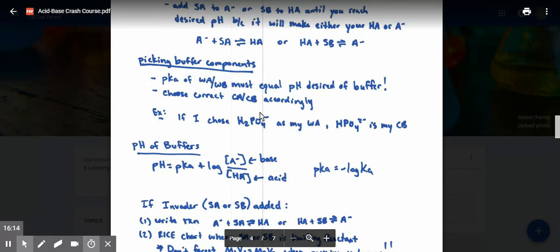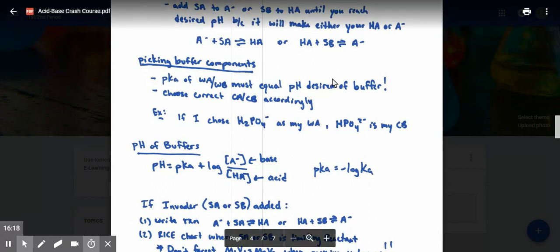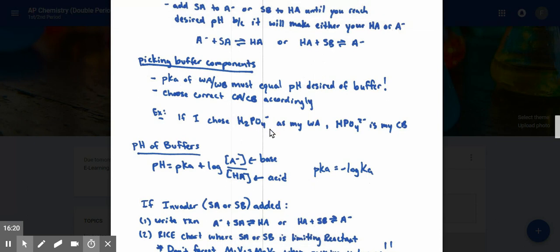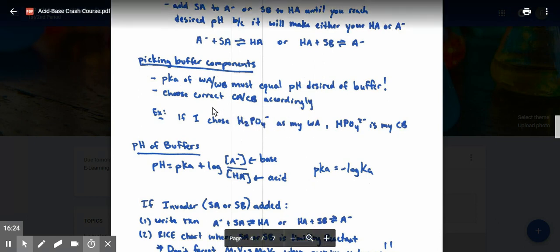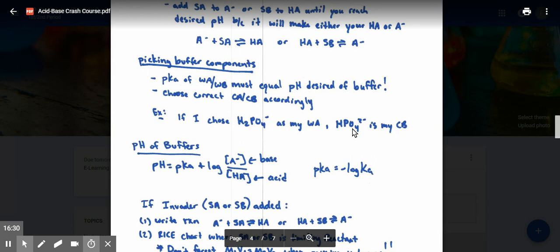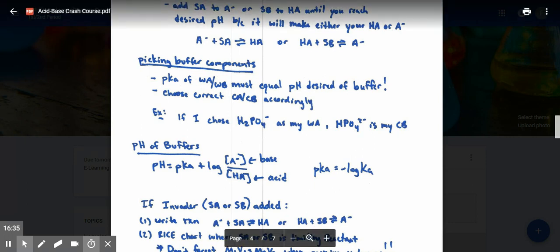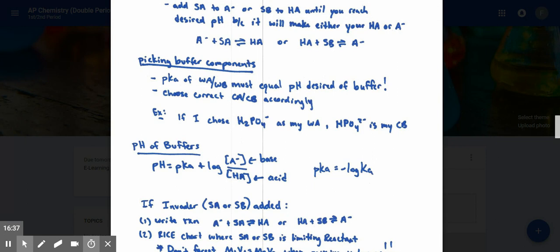So for example, if I chose H2PO4- by matching up its pKa to the desired pH, that's going to be my weak acid. My conjugate base is just minus an H+ from there. So it would be this guy right here. You see how that and that, this is my acid, this is my conjugate base to that. Opposite if it's a weak base and conjugate acid. So you would choose your weak base, and then your conjugate acid would just be an H+ attached onto it.